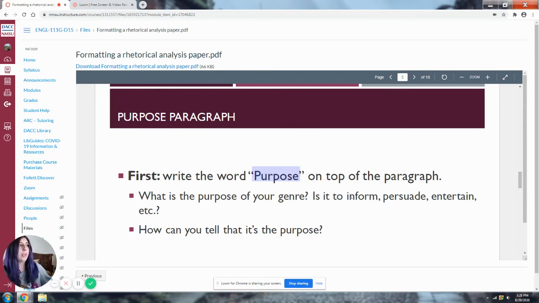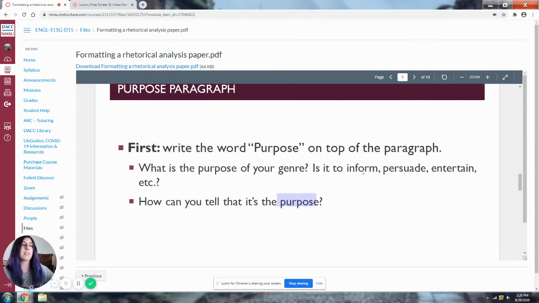What is the purpose of your genre? Is it to inform, persuade, entertain, etc.? And how can you tell what's the purpose? Is there a certain moment in the genre, a certain scene, a certain soundbite, a certain paragraph or sentence in the article? Something. Why is that the purpose? And that's it for purpose.